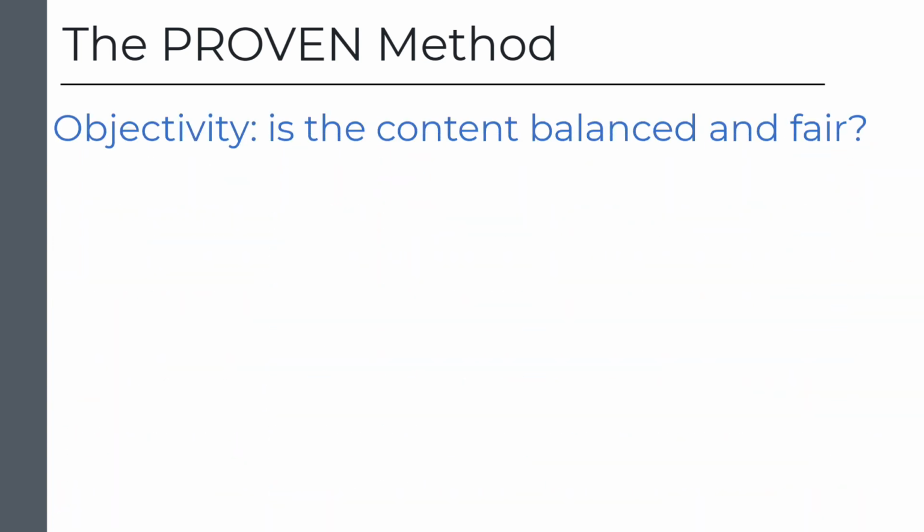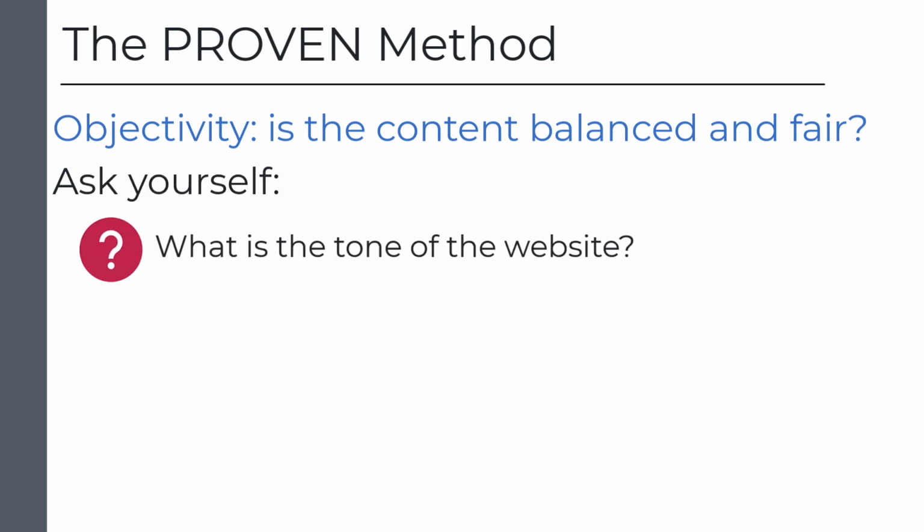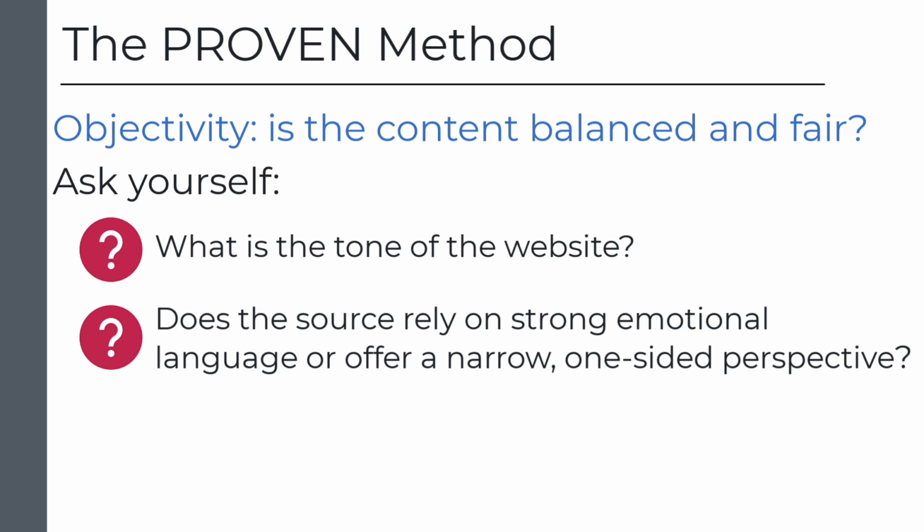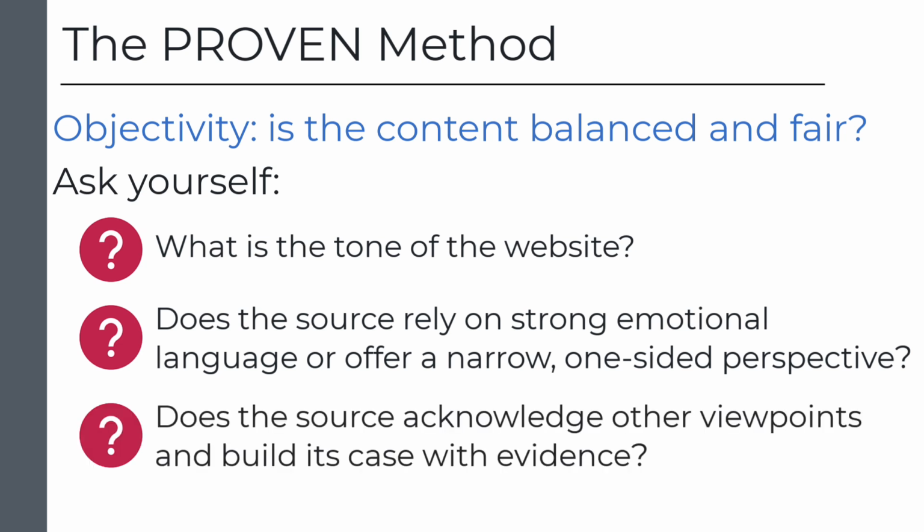Objectivity. Reliable information is presented thoughtfully and professionally. Evaluate the tone of the site. Does it rely on strong emotional language or offer a narrow, one-sided perspective? Or does it acknowledge other viewpoints and build its case with evidence? Bias isn't always easy to spot. A site may promote a particular cultural, political, or ideological stance. The key is whether it acknowledges its perspective openly and avoids misleading or manipulative tactics.